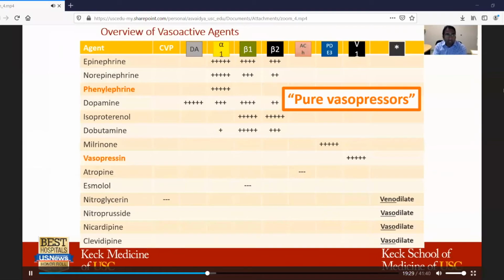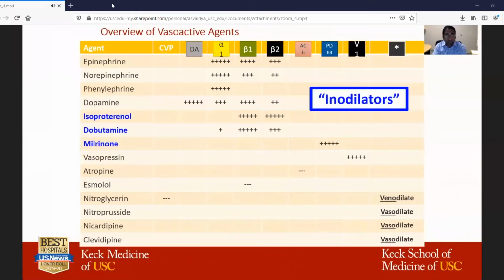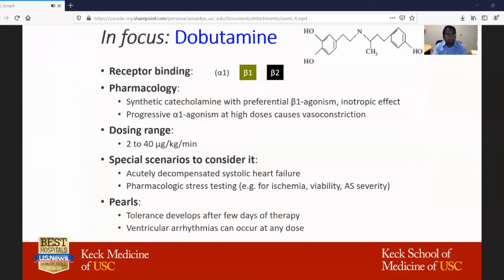So those were our inopressors. These are pure vasopressors, phenylephrine and vasopressin. We won't go into much detail on those, but just so you know. And then in terms of inodilators, isoproterenol, which is mostly used as a chronotropic agent, but the ones you will be using much of are dobutamine and milrinone, which are pure inodilators. So what about dobutamine?